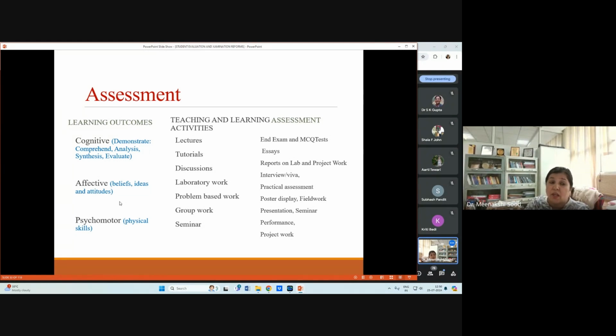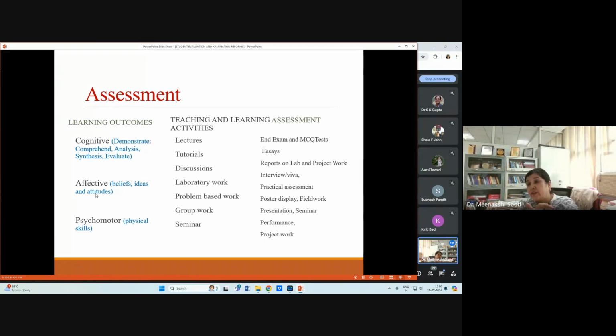When we talk about the outcomes, we measure in three domains: cognitive, that is knowledge; psychomotor, that is skill; and then affective. I call it 3H: human brain, heart, and hands. So human brain is cognitive, that is the knowledge part. What is able to comprehend, analyze, synthesize.